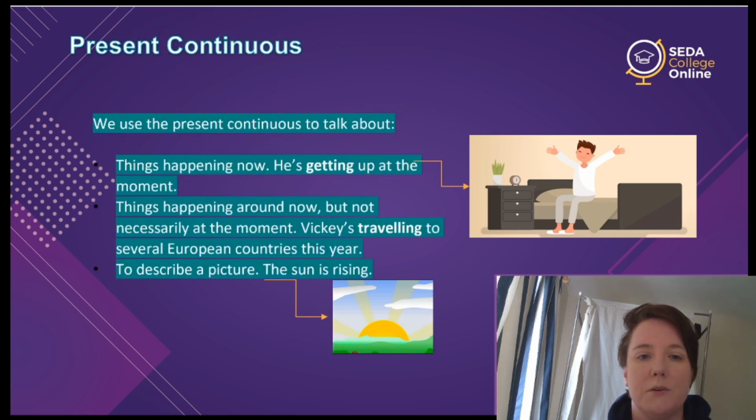So, present continuous, like every tense, what is the use? Why are we using it every day? We use the present continuous to talk about things happening now. Look at the picture. He's getting up at the moment. He's getting up. So that's what he's doing at the moment.